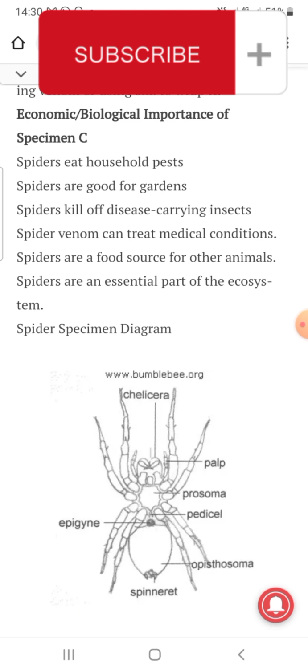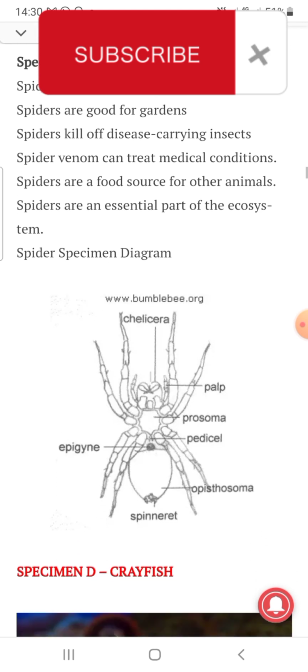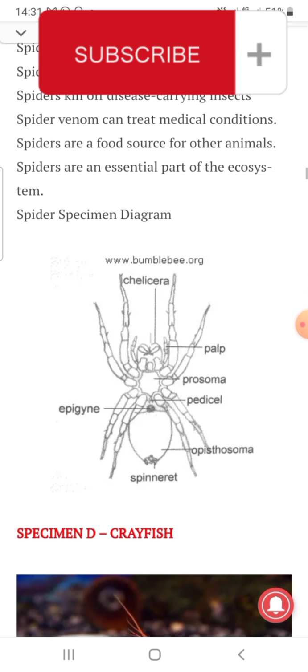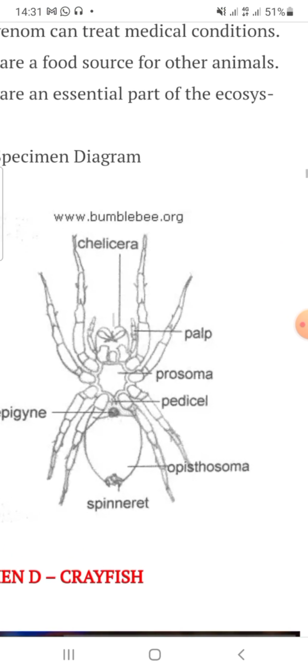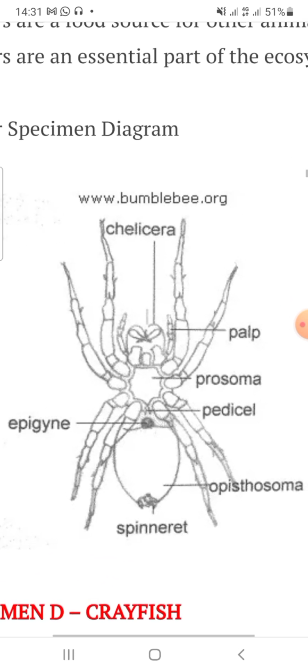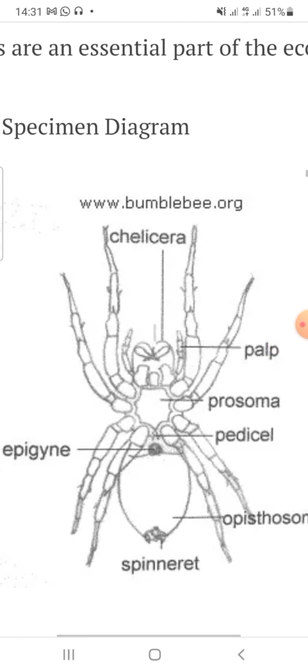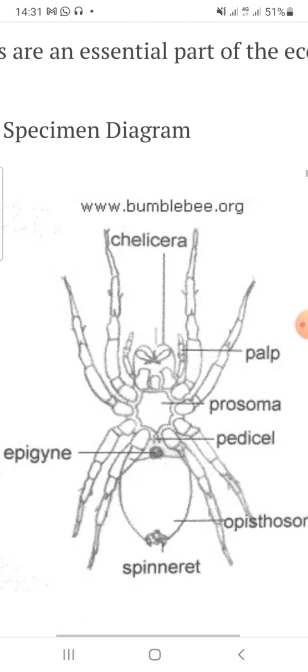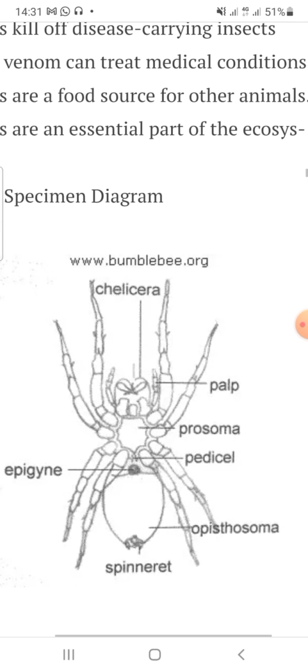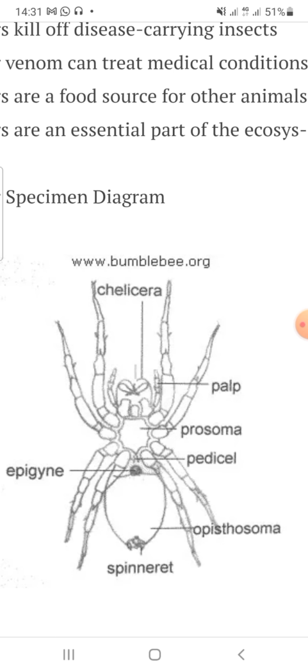Let's look at the spider specimen diagram. So this is a diagram of a spider, a labeled diagram of a spider.